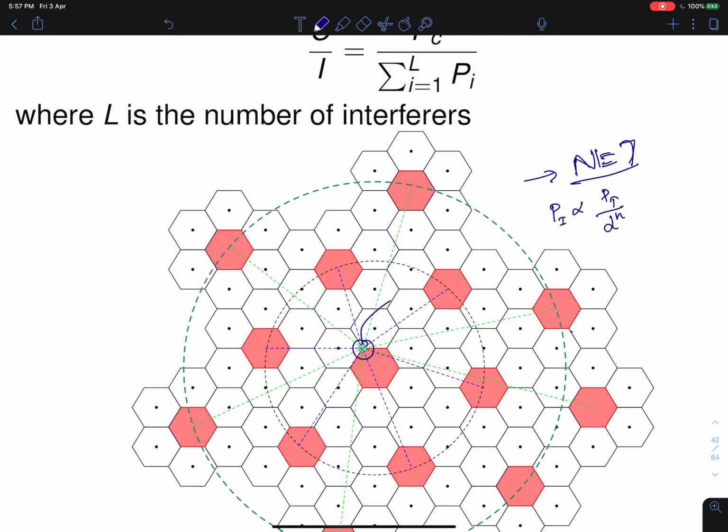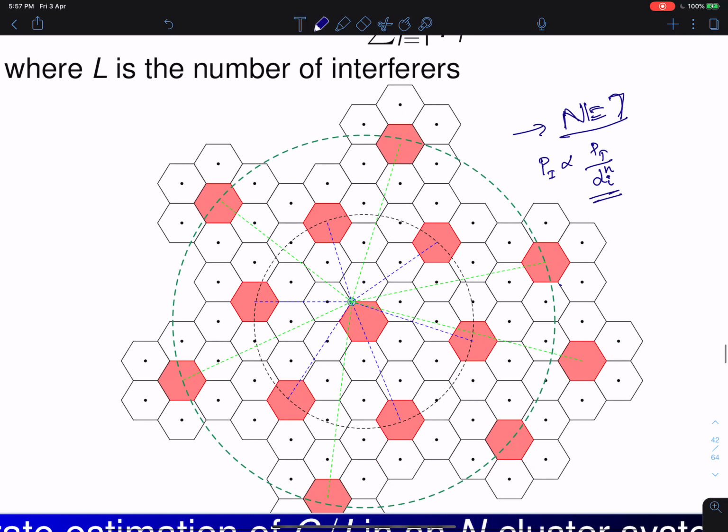So let Di be the distance from the ith interferer. Then the ith interferer power will depend mainly upon the distance from the mobile station to the interfering base station. So the problem of estimating accurate interference reduces to the problem of estimating accurate distances. Of course, the path loss exponent is a given. So if I assume that we know the path loss exponent, then it's a function of distance. Okay, and here we are assuming that all the base stations are transmitting with the same transmit power.